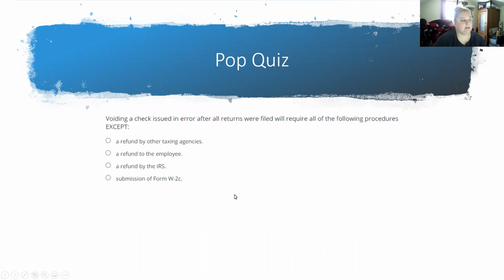Pop quiz. Voiding a check issued in error after all returns were filed will require all of the following procedures except: a refund by other taxing agencies, a refund to the employee, a refund by the IRS, submission of Form W-2C.